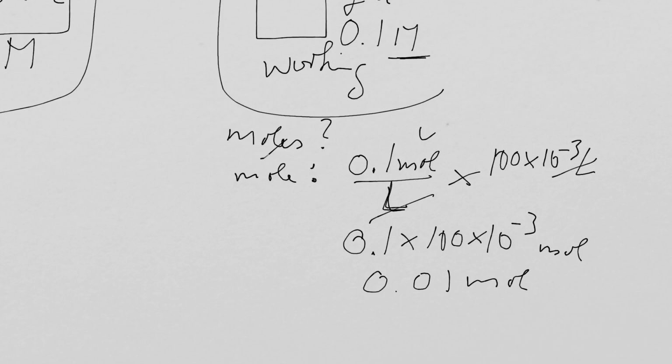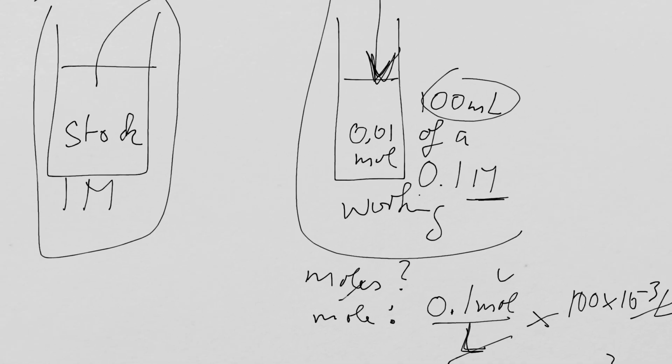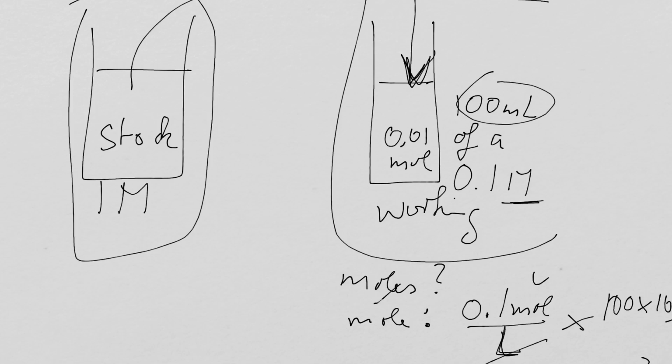Yeah? So, here we have 0.01 mole in it. It's what we just calculated. Where do these 0.01 mole come from? What do you think? Where do they come from? Of course, they're coming from the stock. Yeah?